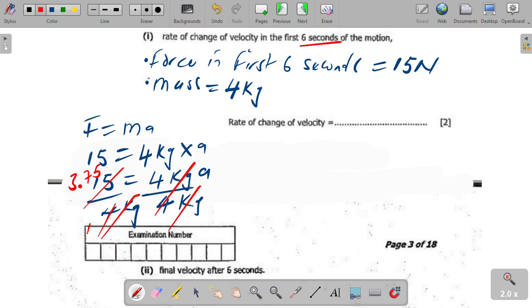So that's what we write here. We say acceleration is equal to 3.75 meters per second squared. So don't forget your SI units. In physics, don't ever forget your SI units. Physics is SI units. You forget, you lose marks. Very important.